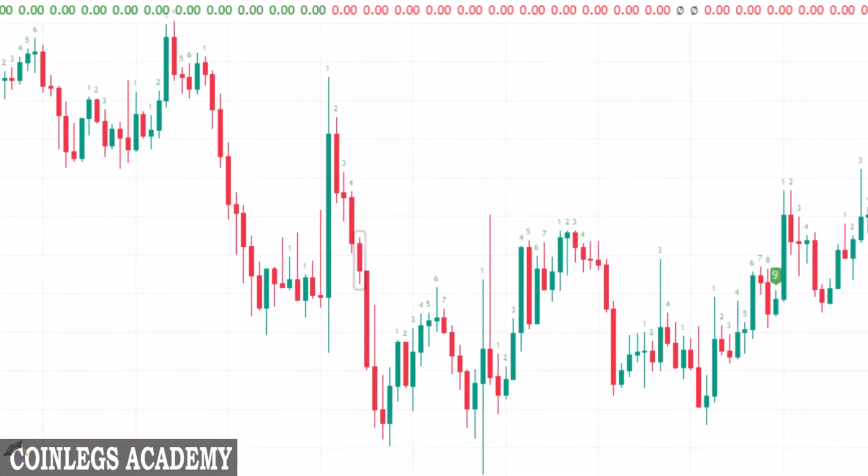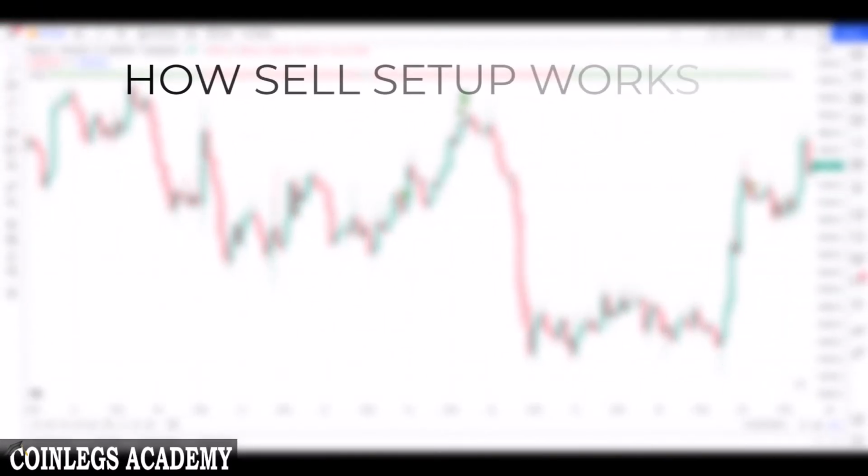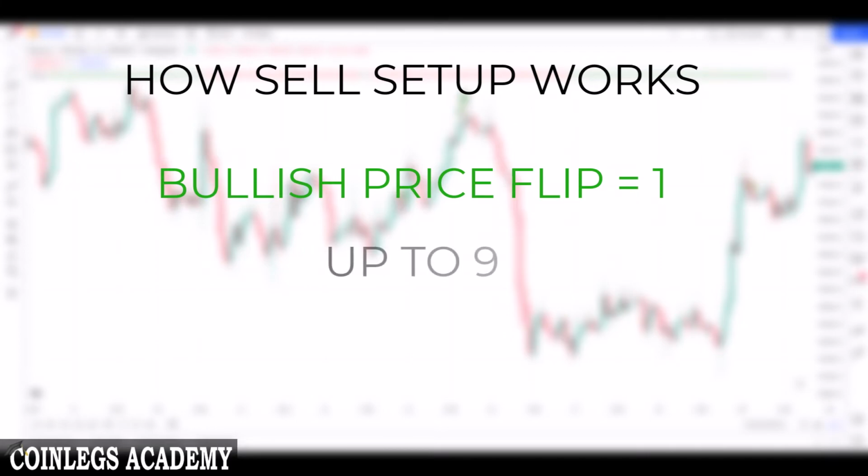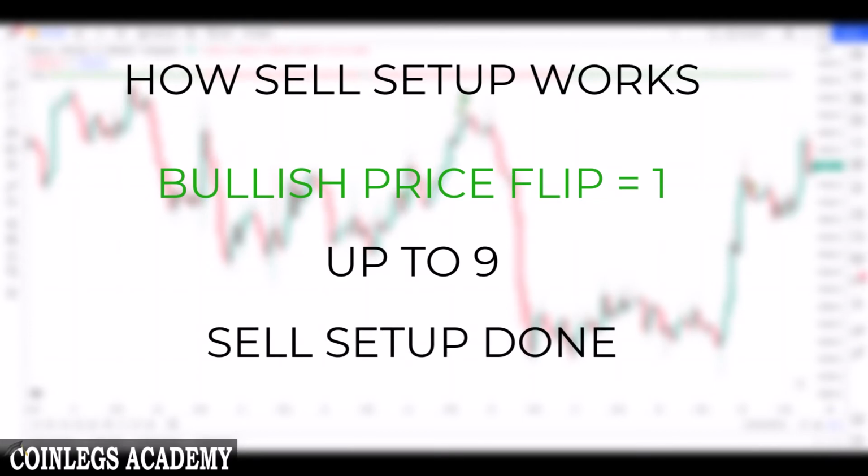But here, the count is stopped, because at the last candles, 4 candles have not closed above the close of the previous candle. Now let's repeat what we learned. The sell setup starts with the bullish price flip, and the count continues up to 9. When the closing values are higher than the previous closing of 4 bars in a row, the sell setup, namely the TD sell setup, is completed.